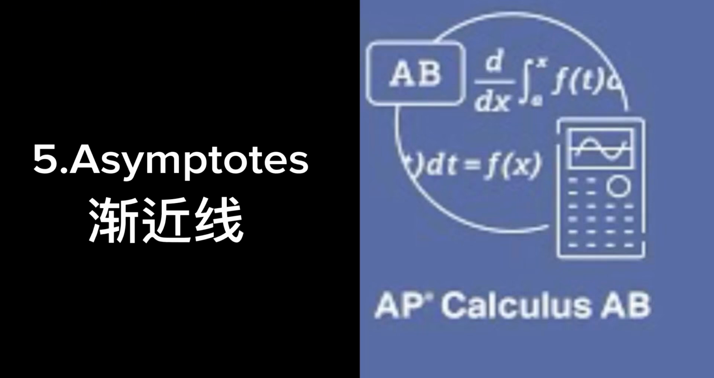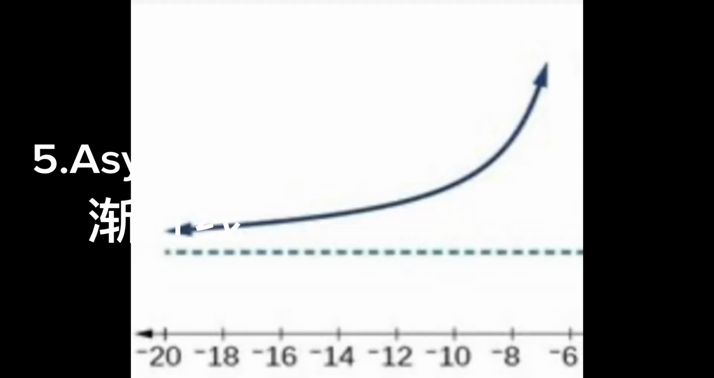Today we'll be learning about asymptotes. An asymptote is basically a line that the graph of a function approaches but does not touch. There are two kinds of asymptotes. The first one we're going to look at is the horizontal asymptote, because this asymptote is basically a horizontal line.